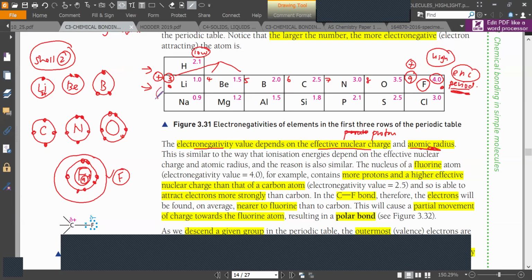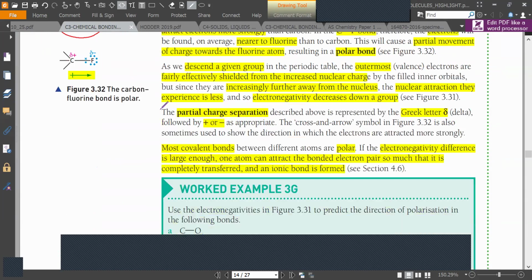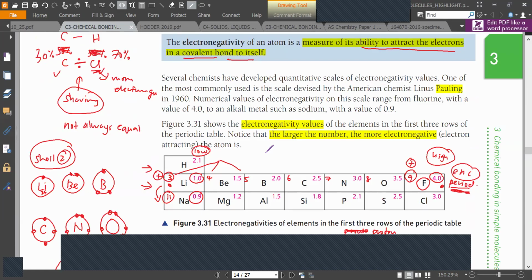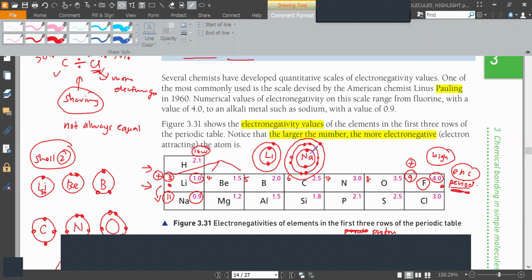How about when we go from lithium to sodium? It decreases. Why? Because sodium is 11. So lithium is like this, with 3 electrons. Sodium is like this. Sodium has 3 shells. So can you see the distance? It's much further away.